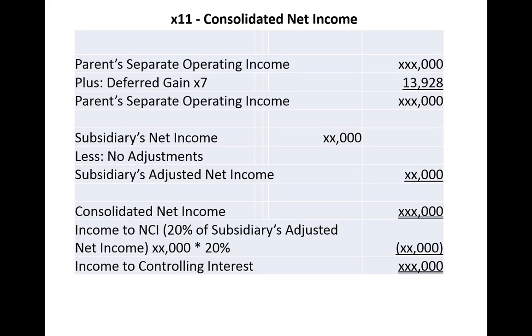In our consolidated net income, we would recognize the deferred gain of $13,928 and pick it up as income this year.